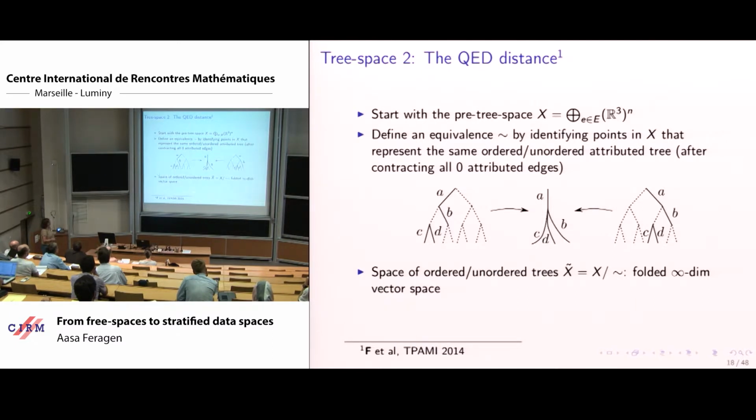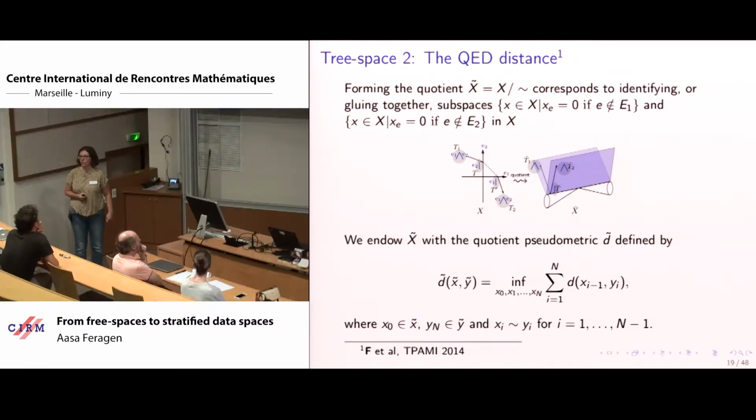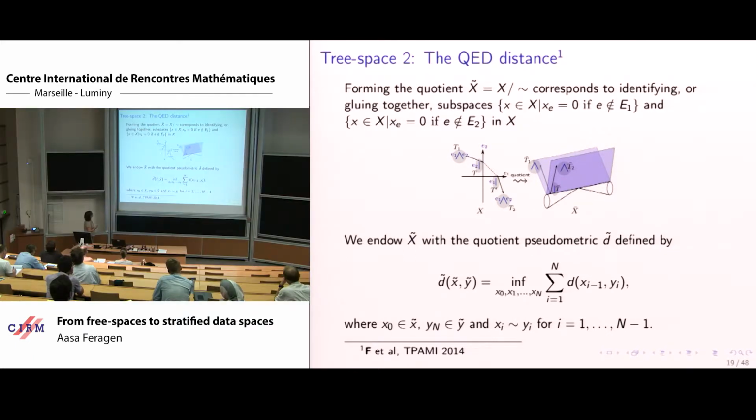Now this gives you a space of ordered or unordered trees as a quotient with respect to the equivalence. And this is going to be an infinite dimensional space, and it's going to be essentially a folded vector space. To see what I mean by that, let's look at an example where I restrict myself to trees that have at most 2 branches and generation 1. So not very interesting trees, but sufficiently simple that I can draw what's going on. And let's in this case consider ordered trees.